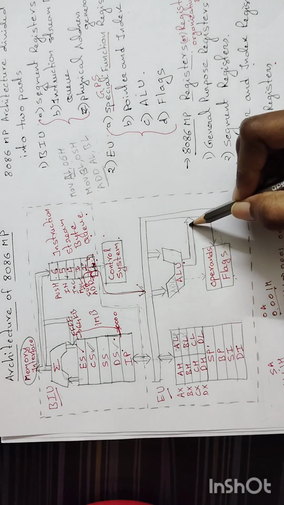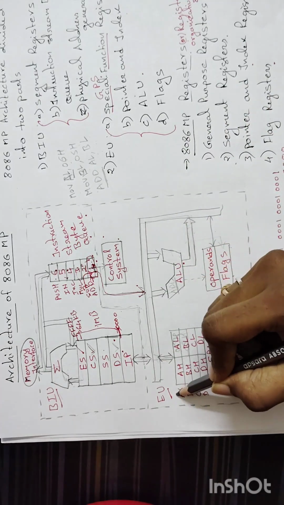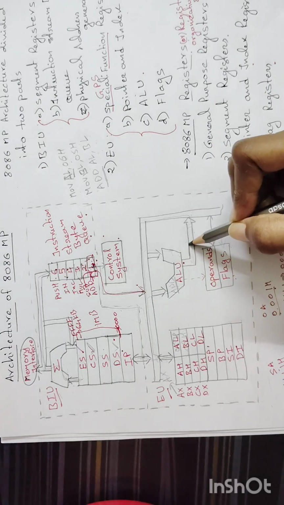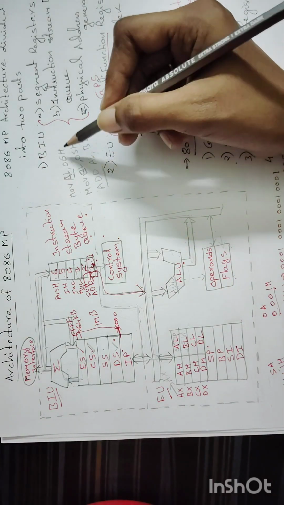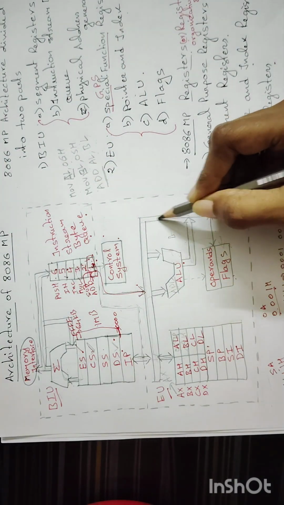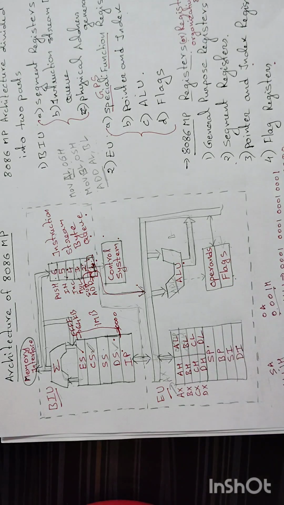The output is always stored in the accumulator, the AX register. For example, if the result is 6 plus 5 is 11, that means B. That B value is stored in the AX register. So this is the operation of the 8086 microprocessor.